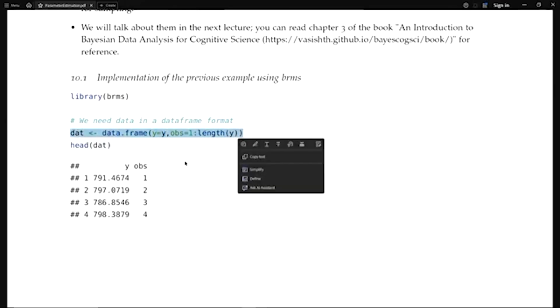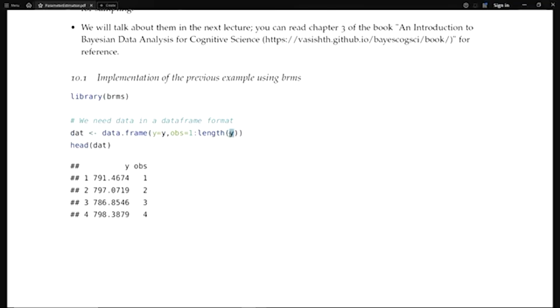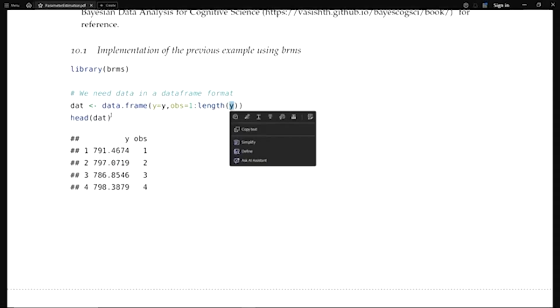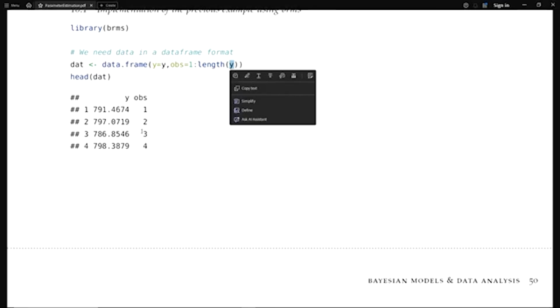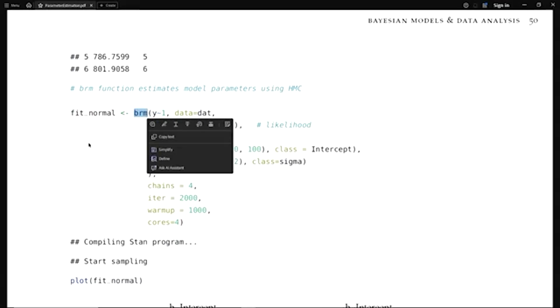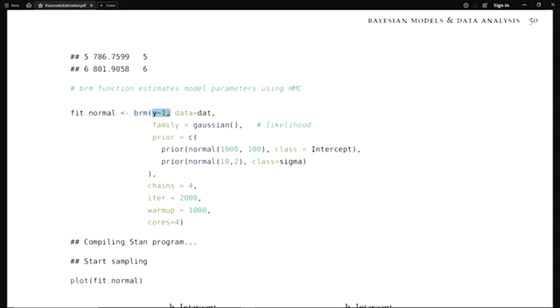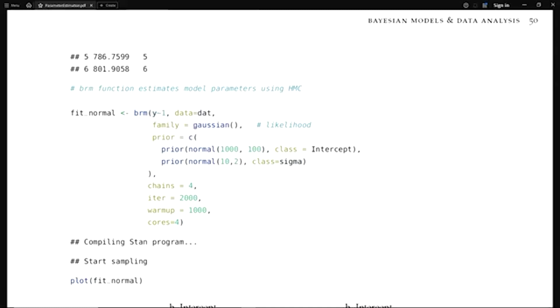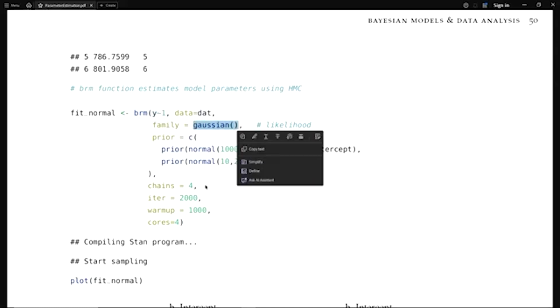So I'm storing the data in this data frame. So y is, let's say, some data from a normal distribution. So same data that we used for HMC sampling. Okay, so same data. So I'm storing the data here, and then I use this function BRM, right? And in this function I write it like this: y is predicted by some distribution, and the distribution is given here, Gaussian distribution. So that's my likelihood assumption.